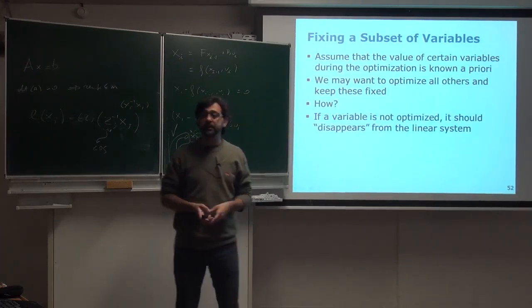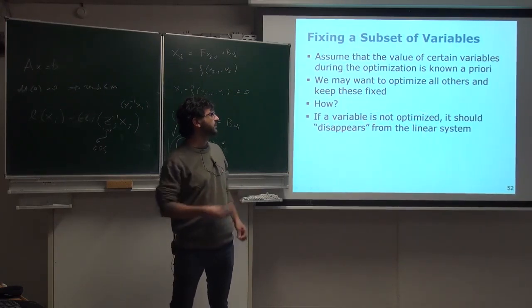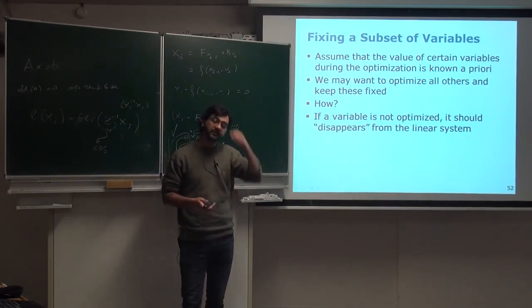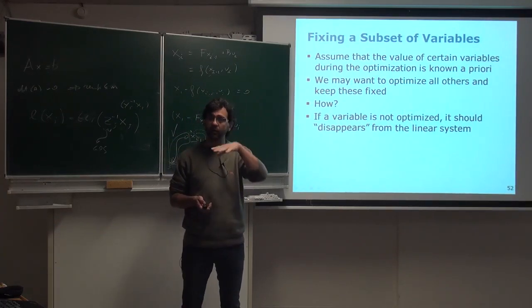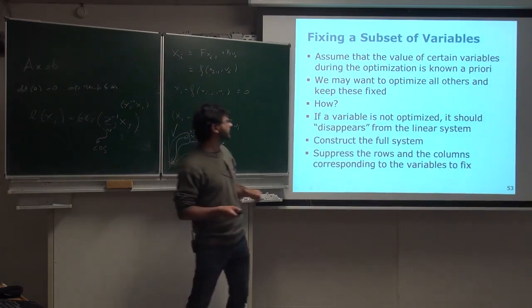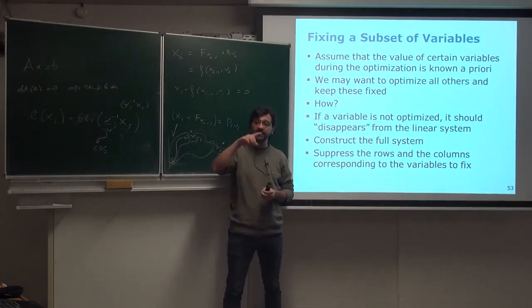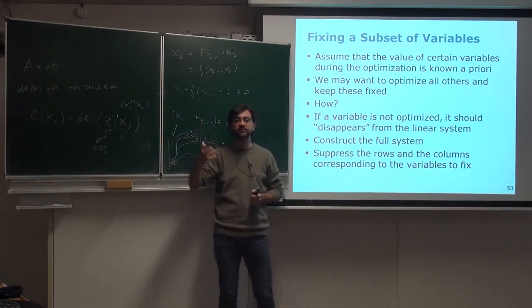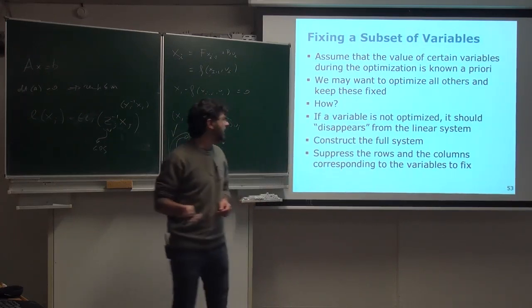How can we do it? If we say that one variable is not optimized, we should actually have it disappearing from the linear system. And for making it disappear, what we basically do is we eliminate the rows and the columns. Once you have the full system, we remove the rows and the columns in the H matrix with these variables that we don't want to consider, and the same thing, we remove the elements in the b vector that we don't want to consider for that.